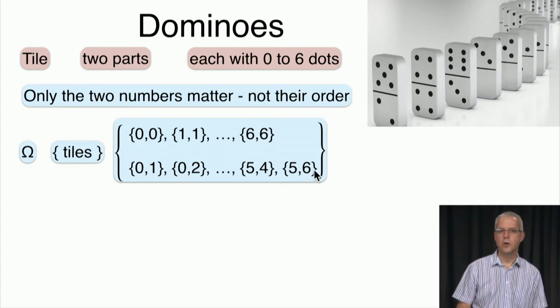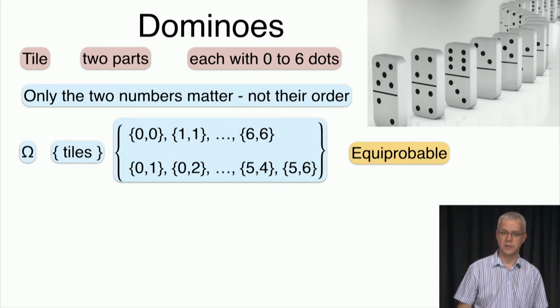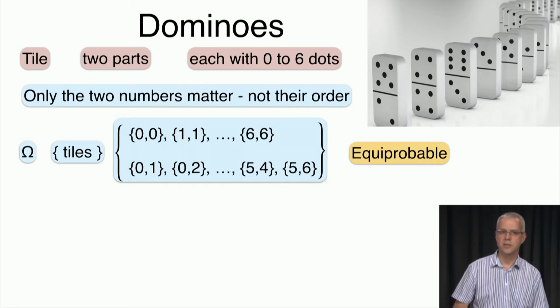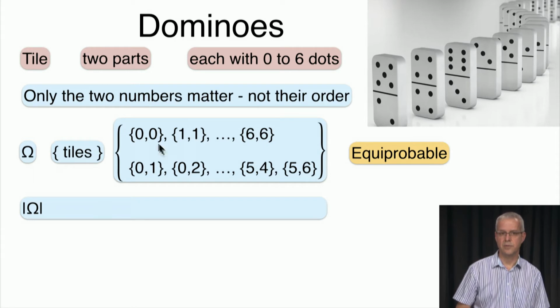So if we're going to pick one of those tiles at random, then each tile is going to be equally likely. So this sample space is going to be equiprobable. And to calculate the probability of outcomes and events, we just need to see how many possible tiles there are, or in other words, what is the size of this sample space. So the size of omega is the number of tiles here.